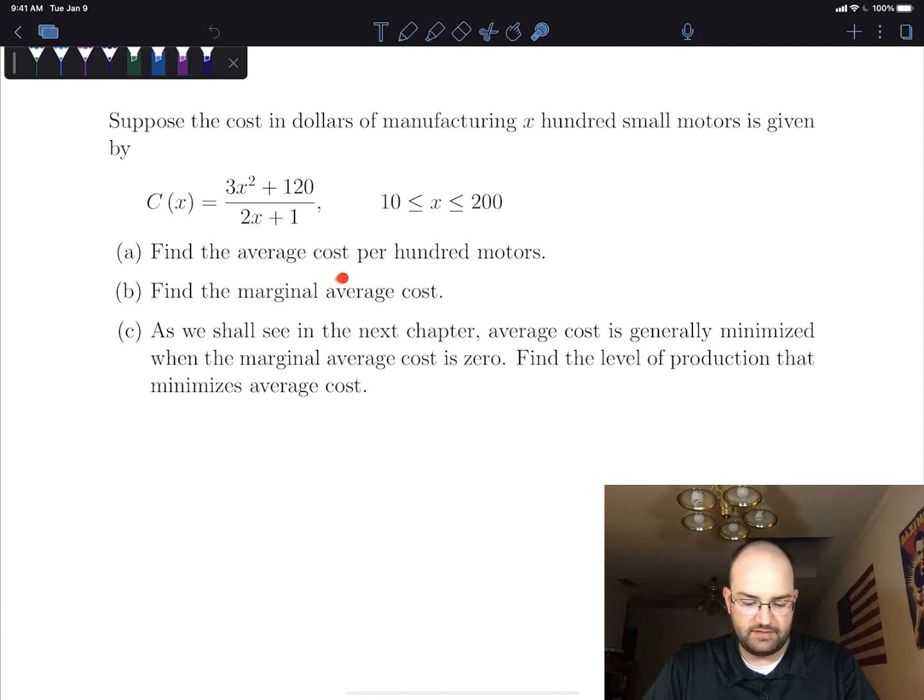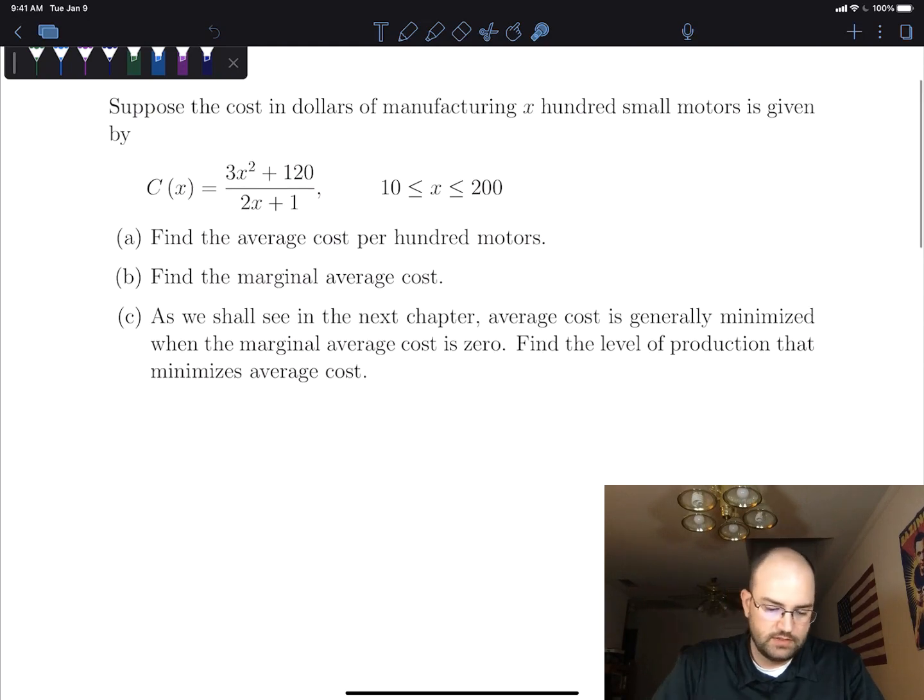Now, A, find the average cost per 100 motors. B, find the marginal average cost. C, as we shall see in the next chapter, average cost is generally minimized when the marginal average cost is 0. Find the level of production that minimizes average cost.